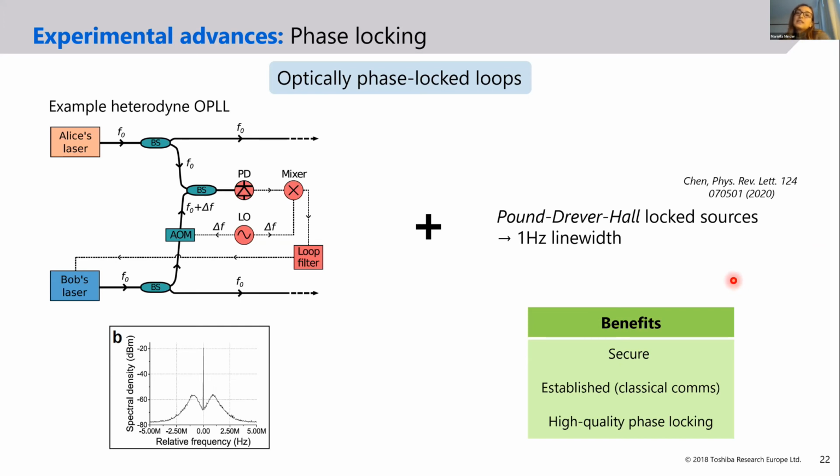And the good thing about this is that it is definitely secure. We know that it is secure. The OPLL light is separate, so it does not interfere at all with our QKD light. It is quite an established technique. It has been used in classical communications for many years. And also it gives us high quality phase locking, so it is definitely enough for us to perform twin field QKD.